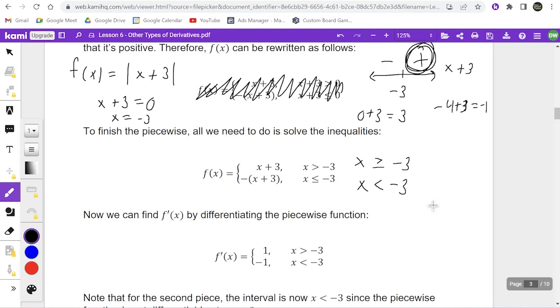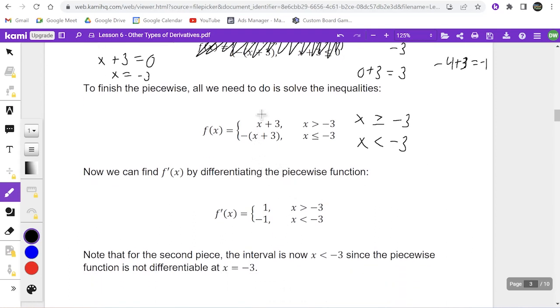Oh, and if you want to take the actual derivative, now it's the derivative of x plus 3, which is 1 plus 0 for the derivative, so just 1. And then the derivative of negative x plus 3, you can distribute the negative sign, negative x minus 3. And the derivative of negative x minus 3 is negative 1. There's our derivative for this absolute value function.